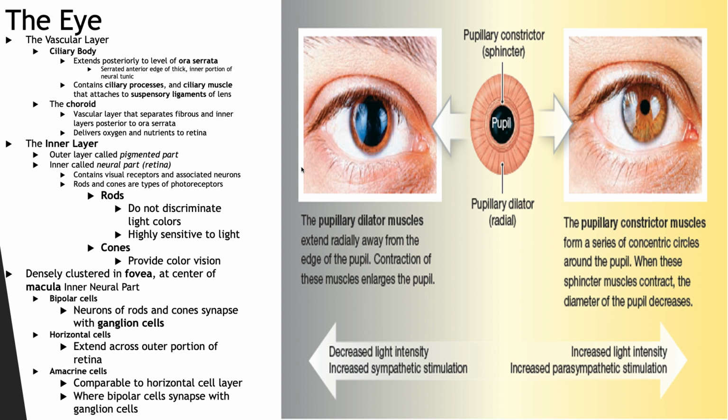The pigmented cells also have important biochemical interactions with the retina's light receptors, which are located in the neural part of the retina. In addition to light receptors, the neural part of the retina contains supporting cells and neurons that do preliminary processing and integration of visual information.